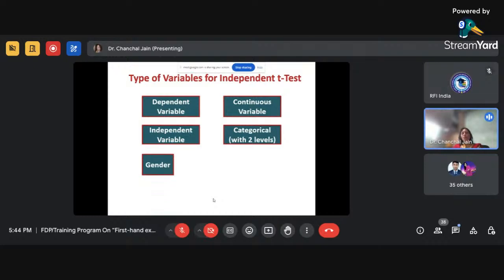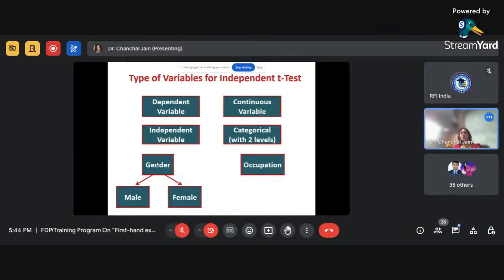Further, suppose I have gender. I have already shown you this can be your independent variable, because gender is categorical in nature, and you can only categorize your data. You cannot make any comparison in these categories, right? So you cannot fix the order. That is why it is a categorical variable of nominal type.